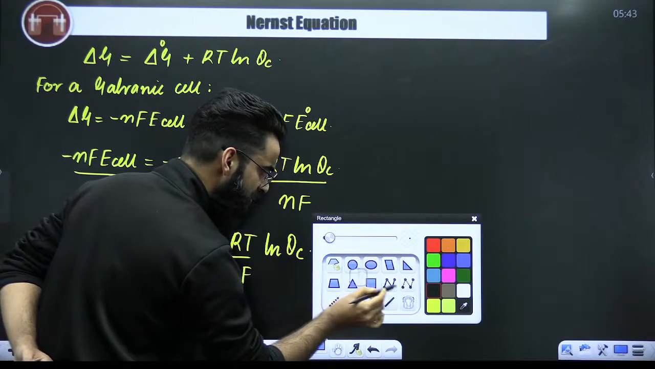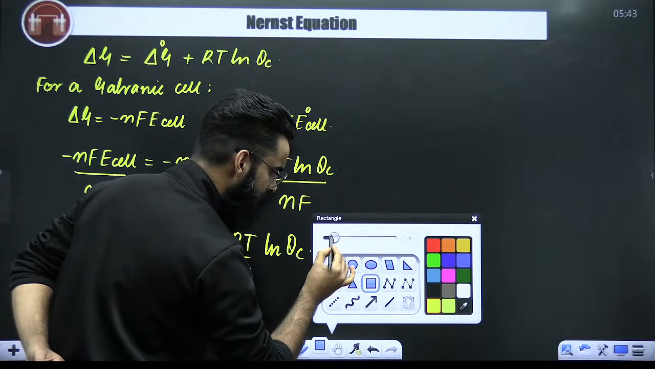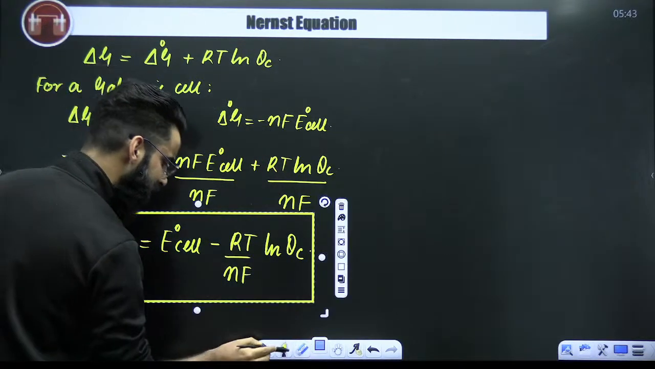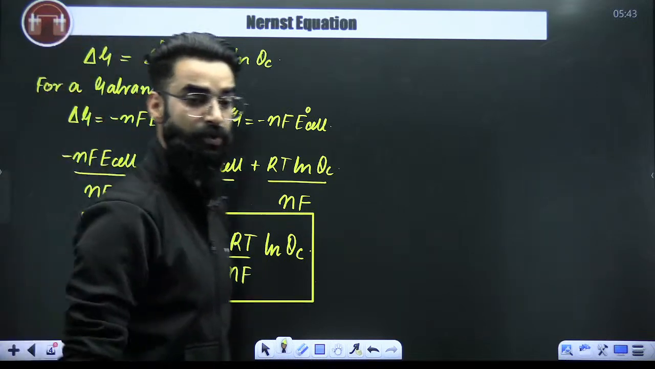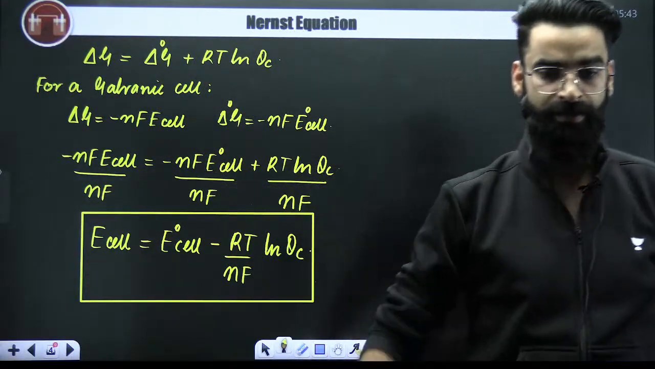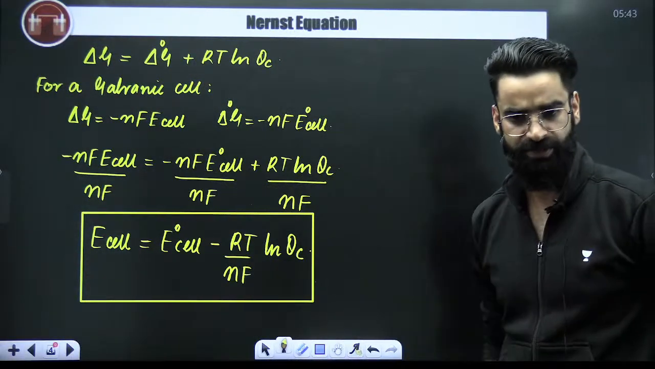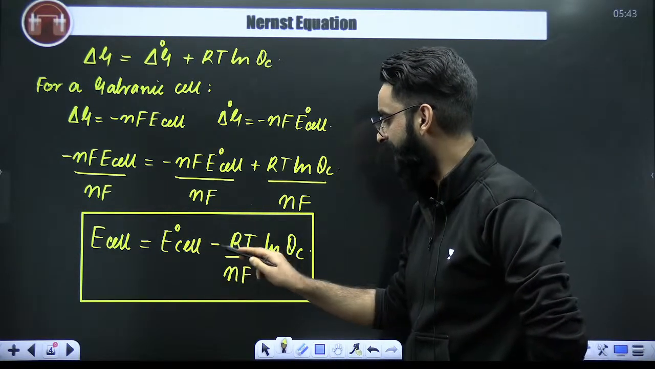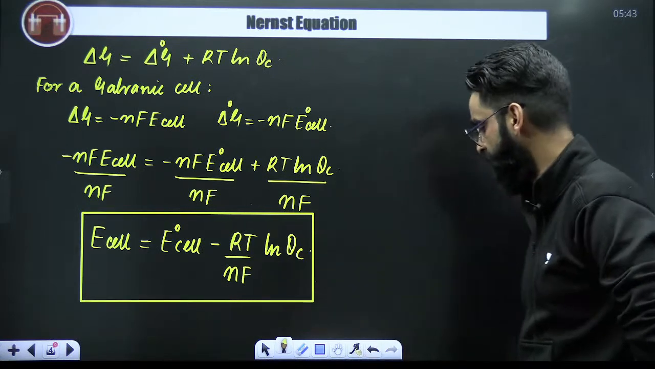My dear students, this particular equation which is formed over here is something which you call the Nernst equation. So E cell is equal to E naught cell minus RT divided by nF ln of Qc.